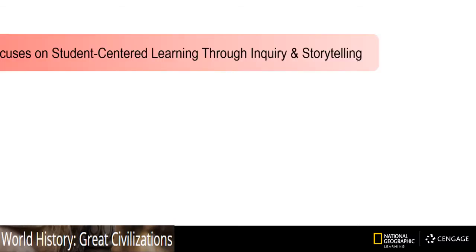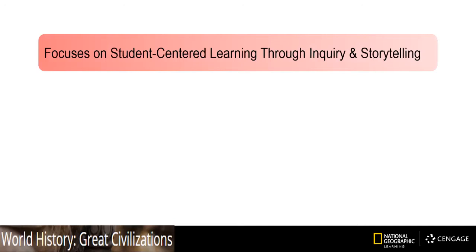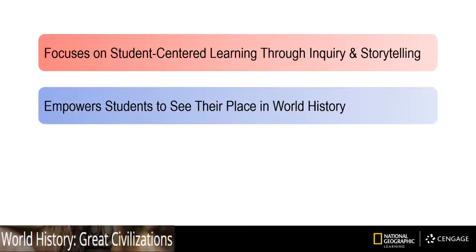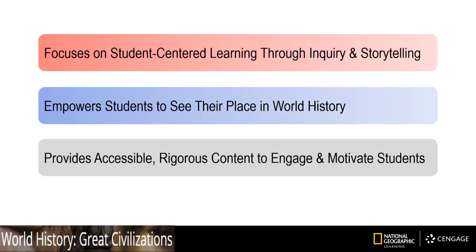World History was built on 3 key principles. It focuses on student-centered learning through inquiry and storytelling. It empowers students to see their place in the tapestry of world history, creating agency. And it provides accessible, rigorous content to engage and motivate all students.